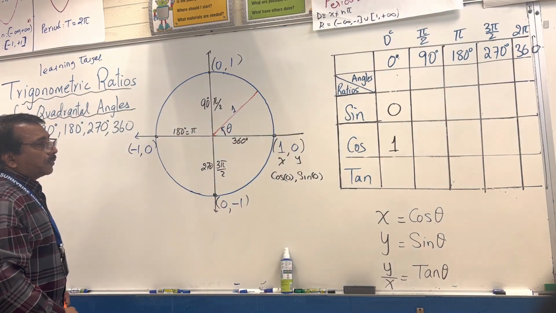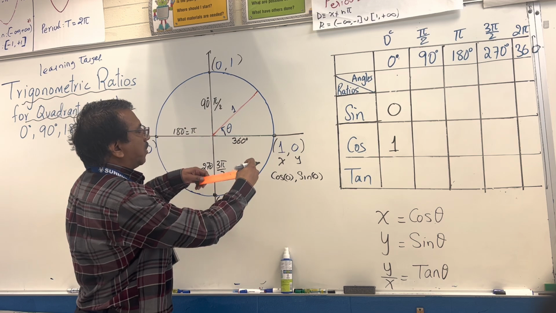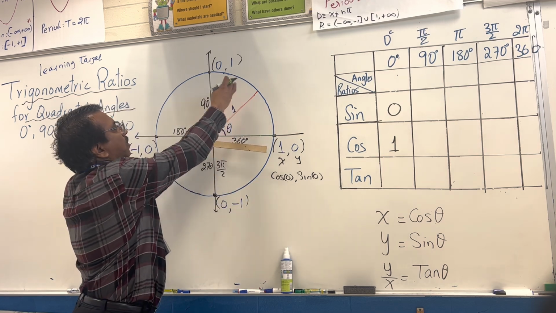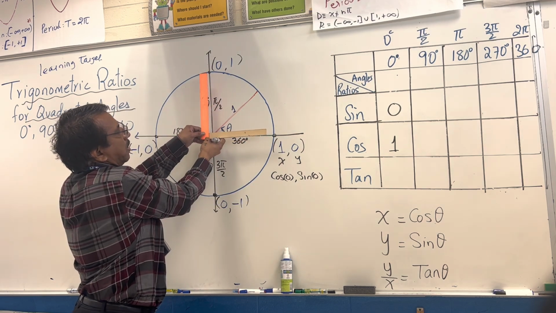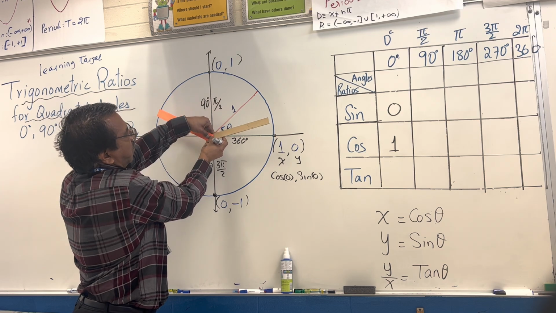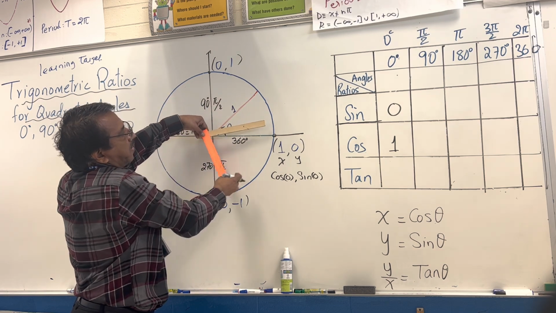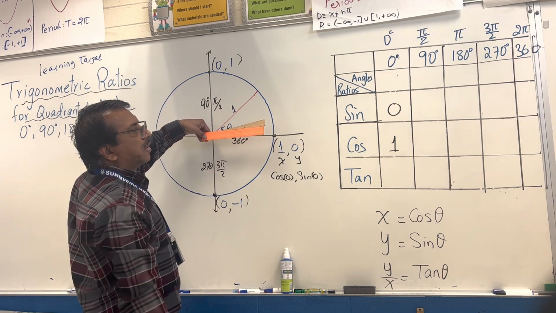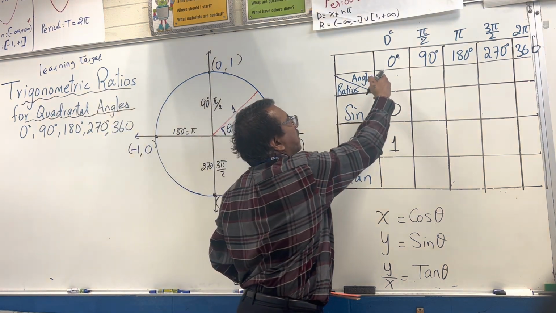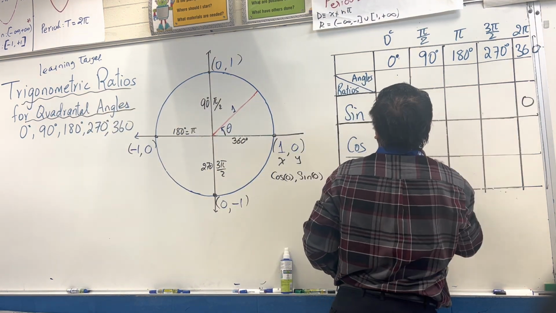The same thing works even for 360, because when you rotate counterclockwise 360 degrees, you get back to the same place. So they are coterminal angles. What works for 0 degrees also works for 360, giving 0 and 1 here.